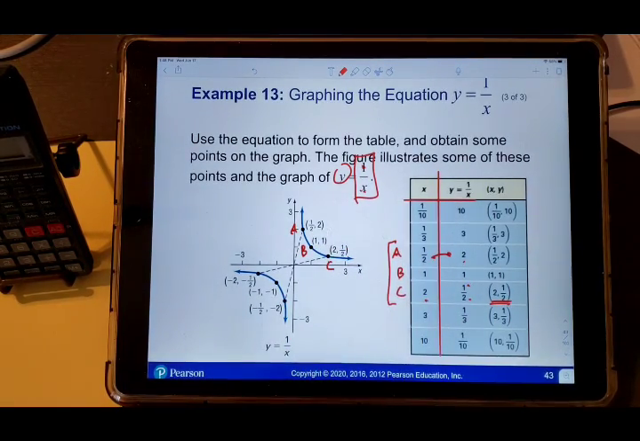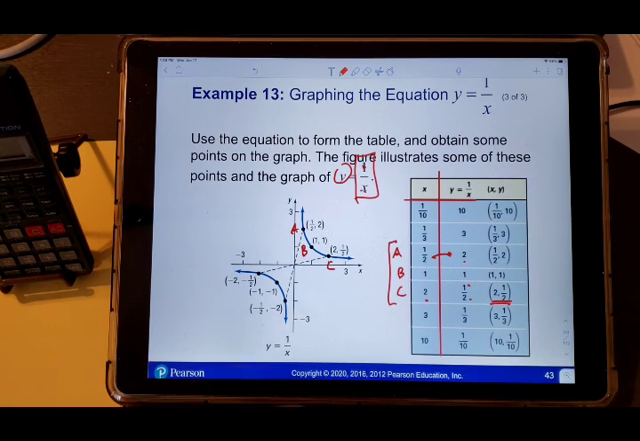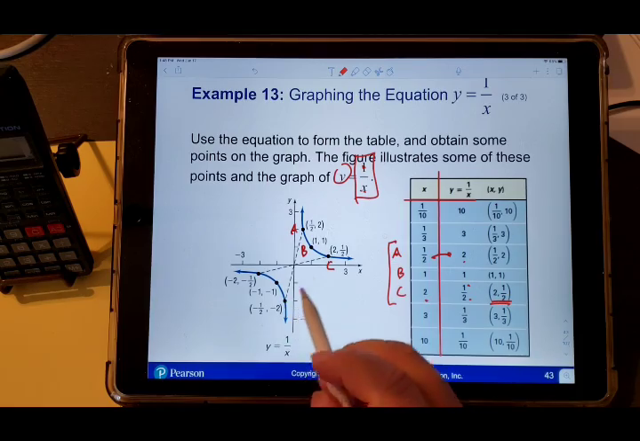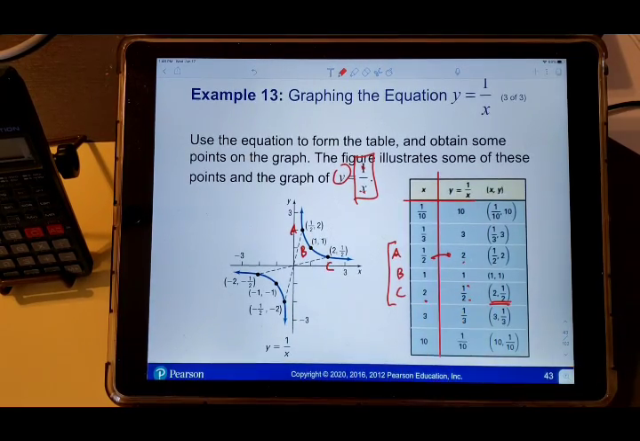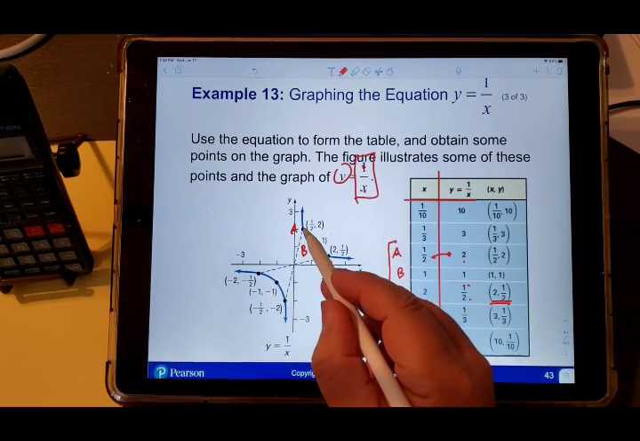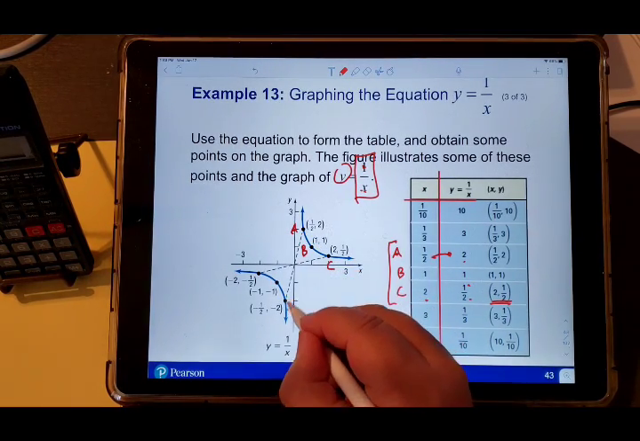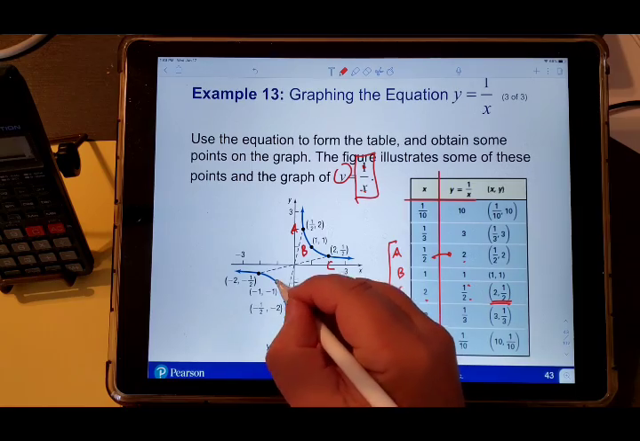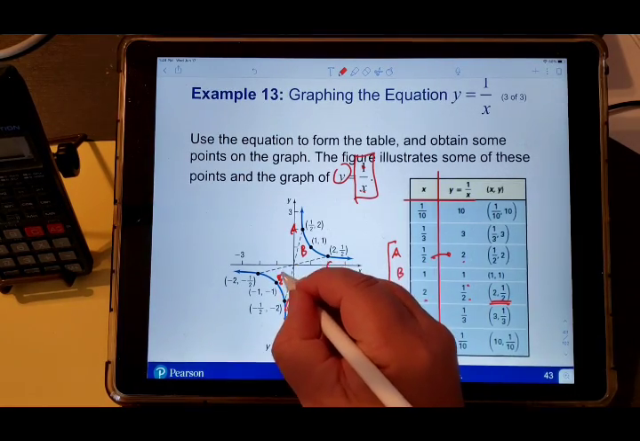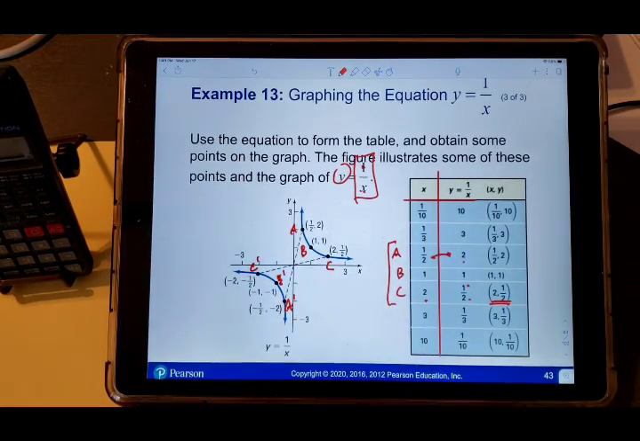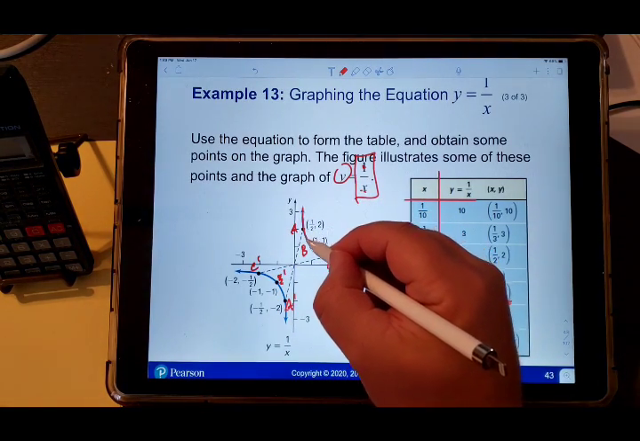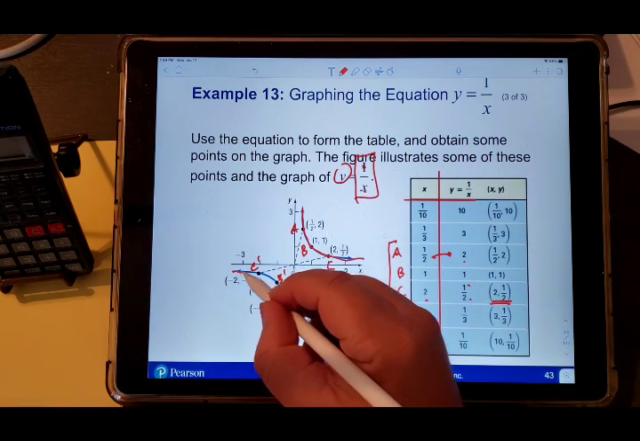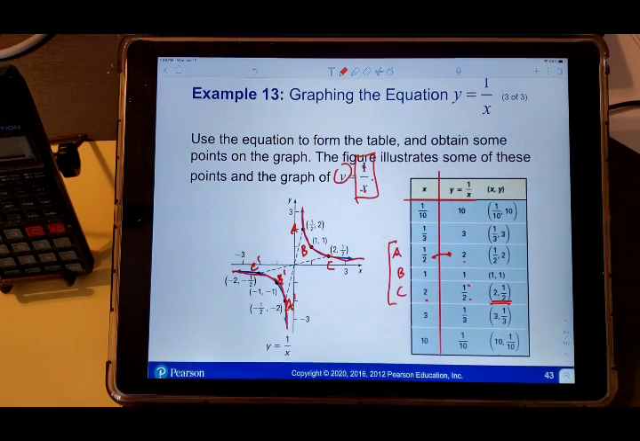And again, the author's using the built-in shortcut. If you know this is symmetric with respect to the x-axis, y-axis, or the origin, I didn't need to put in negative numbers in my table. The negative numbers will just come by symmetry. This is the bonus point, A prime, B prime, C prime. And not only that, the entire figure is symmetric. So that shape should be the exact same shape on this side.